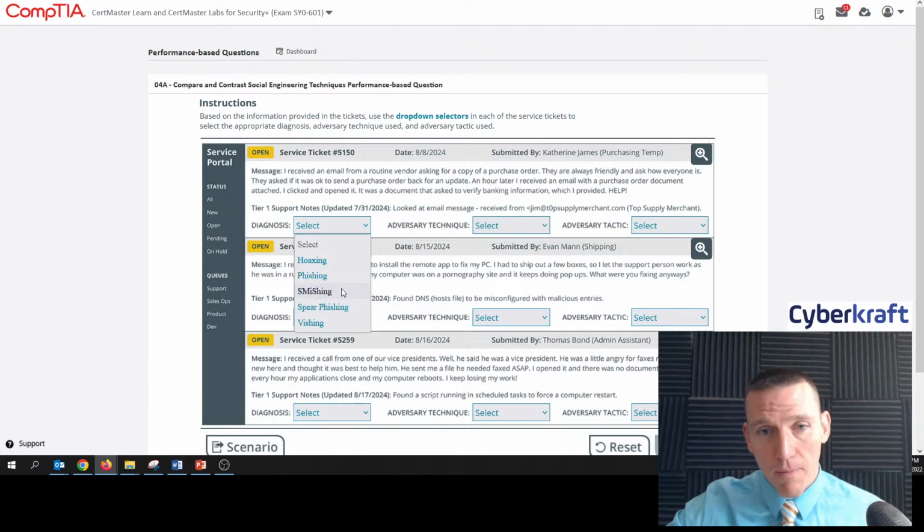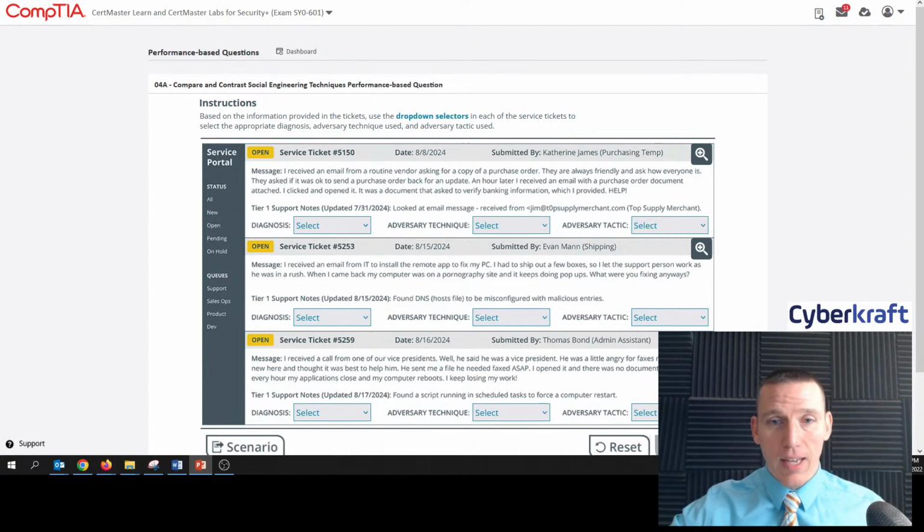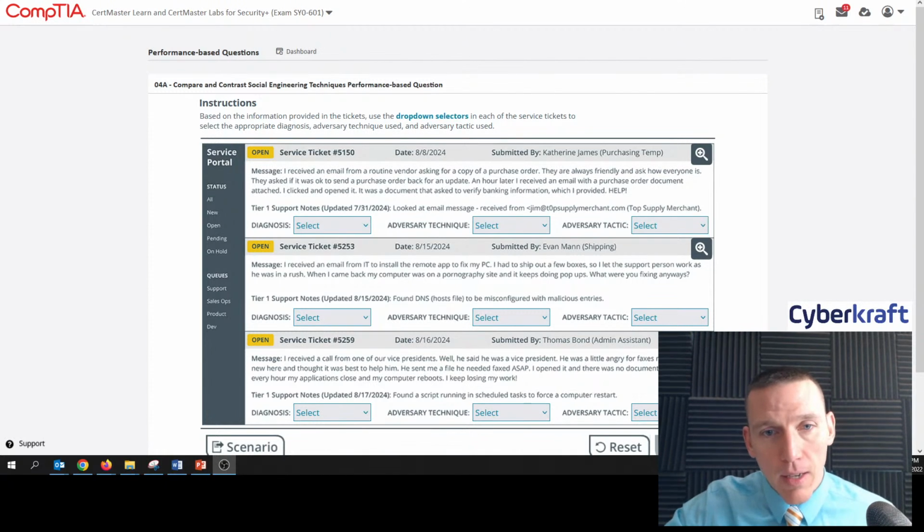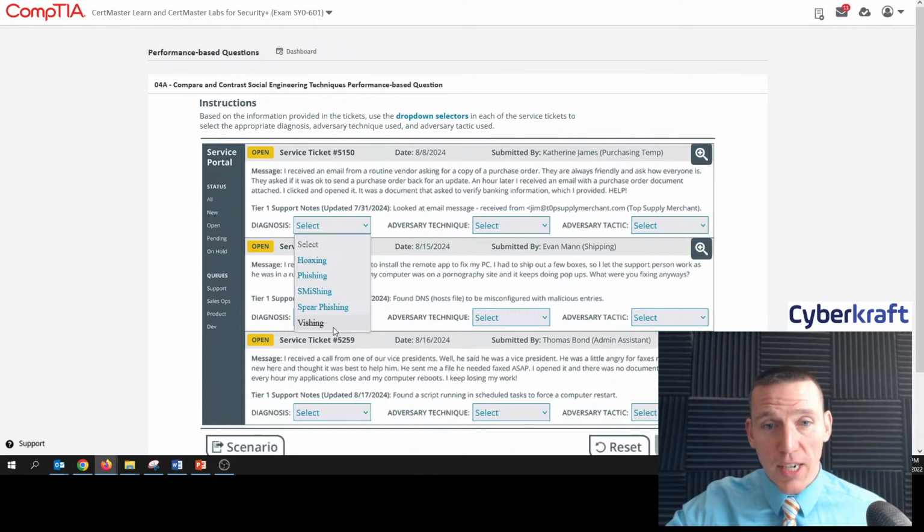Now we have smishing, SMS phishing. This is over text message. She said she got an email, so it's not going to be SMS phishing. Spear phishing is targeting a specific individual or company. It's not necessarily just an individual, but it's going to be crafted to target someone or some entity specifically. And the last one is vishing, and this is going to be over the phone. So we can eliminate hoaxing, vishing, and smishing right now. So we have phishing and spear phishing.